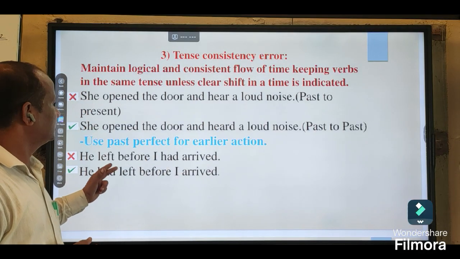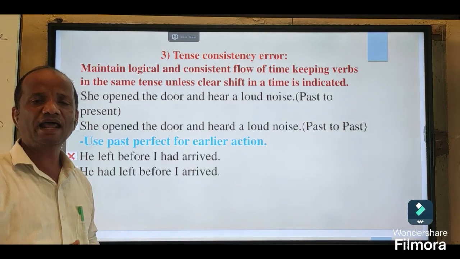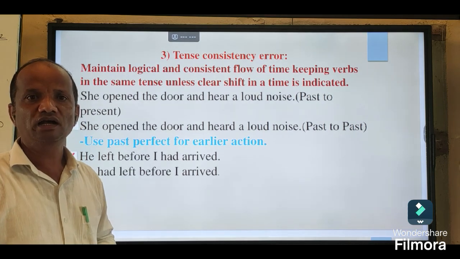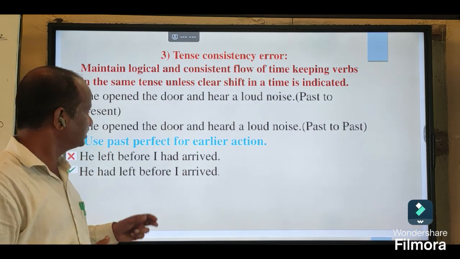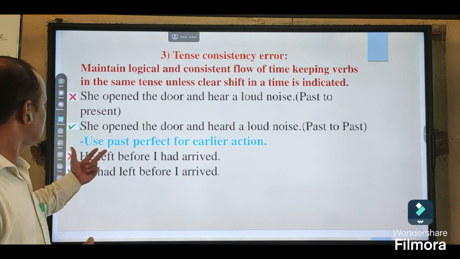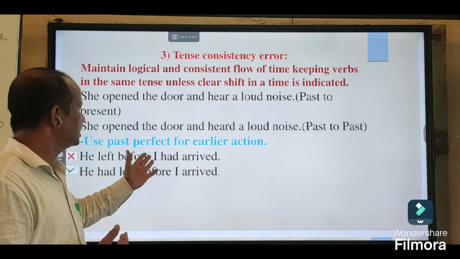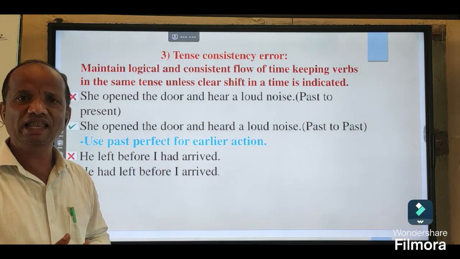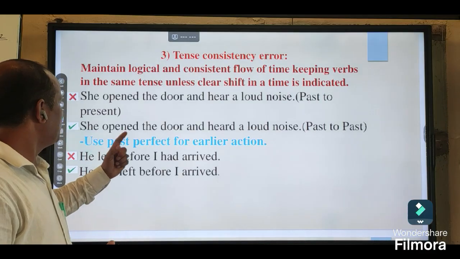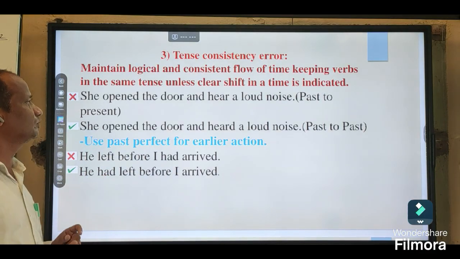Then, apart from it, when two actions happen in the past, the action that happens earlier takes past perfect, and the action that happens later takes simple past. For example, he left before I had arrived. In both the clauses, the action that happens earlier is he left, and the arriving of that person is the action that happens later on. So the action that happens earlier takes past perfect. So the correct statement will be: he had left before I arrived.